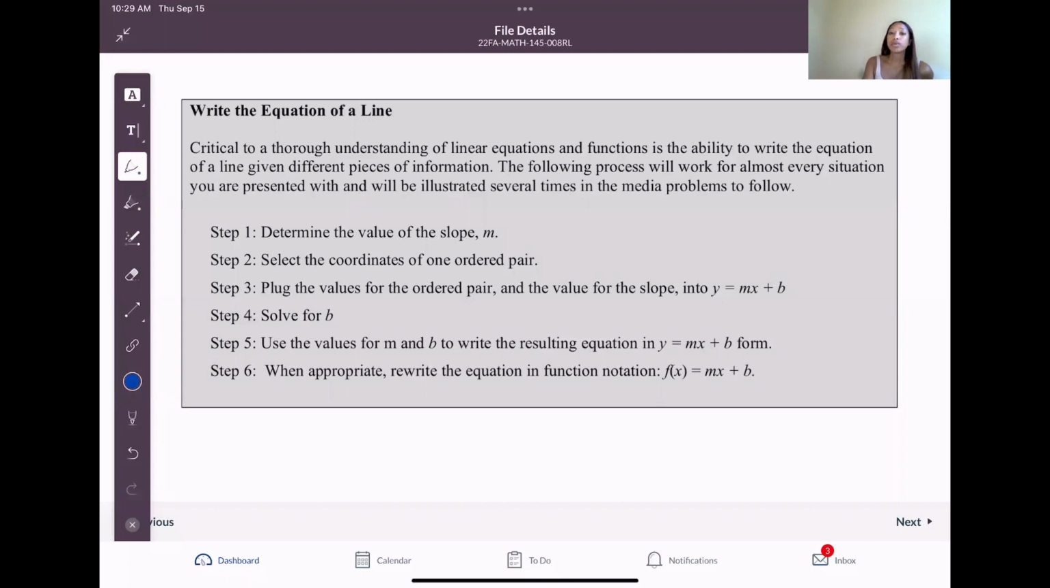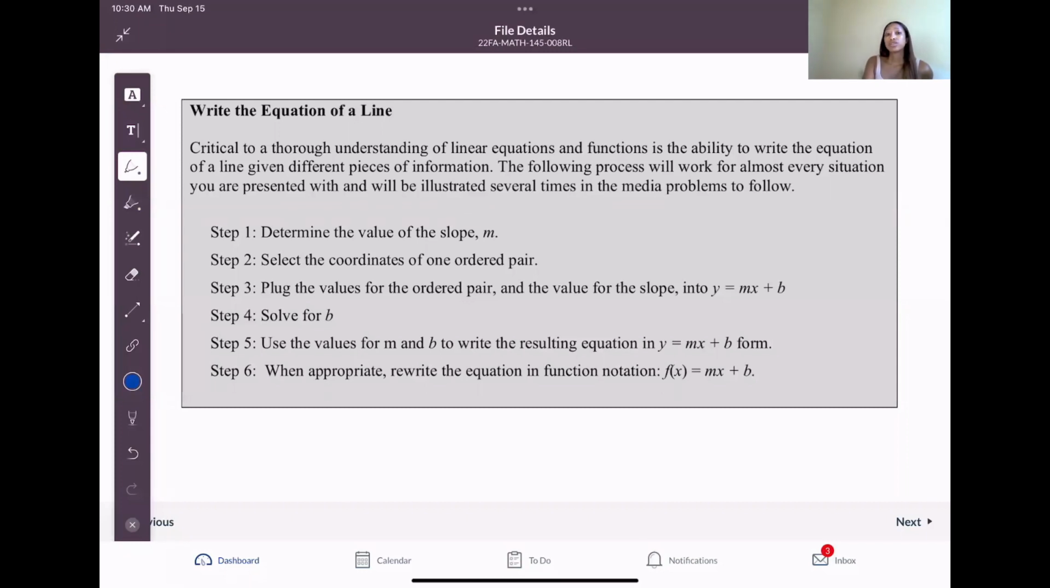The following process will work for almost every situation you are presented with and will be illustrated several times in the media problems to follow. Okay, so follow these steps and you'll be able to find the equation of any line. This is what we'll be practicing today. Very first thing you want to do is try to find the slope of the line. If you're given 2 points, (y2 minus y1) over (x2 minus x1), find the slope. Sometimes you'll just be directly given the slope.